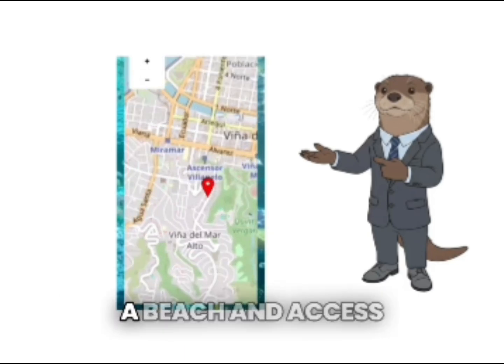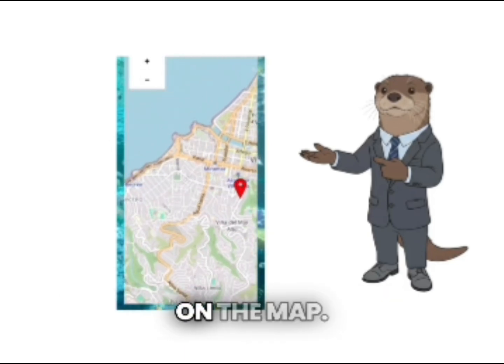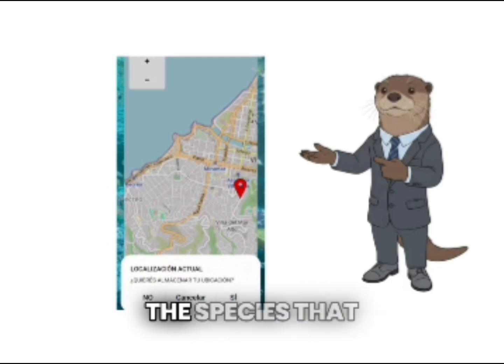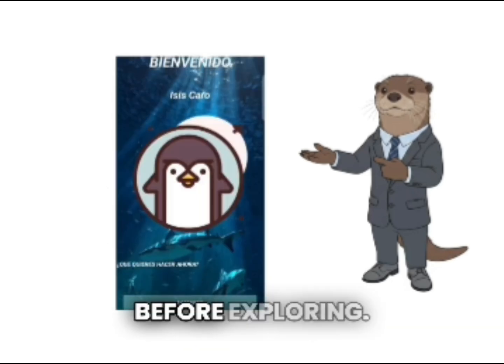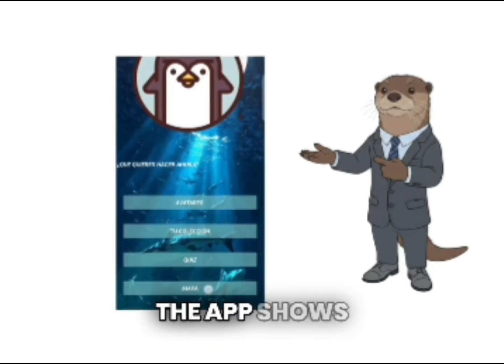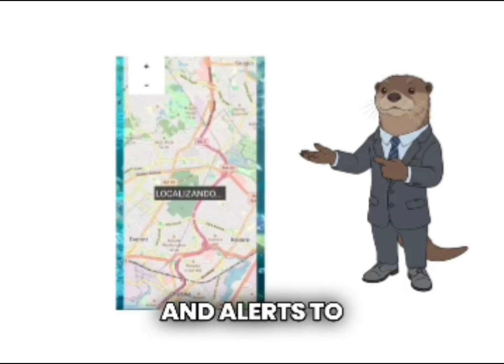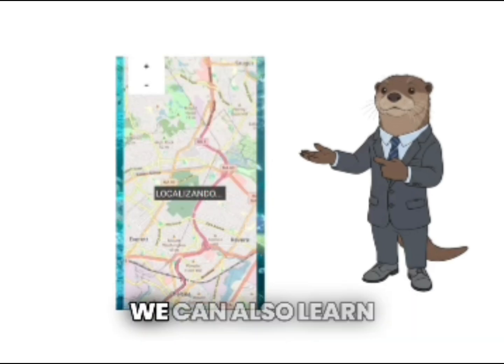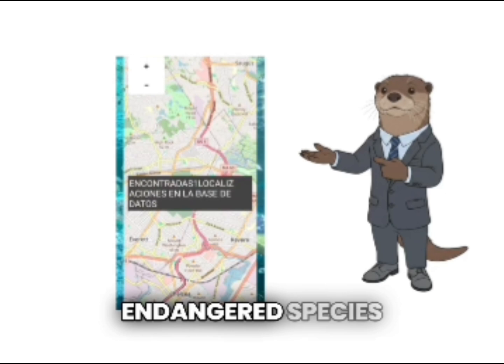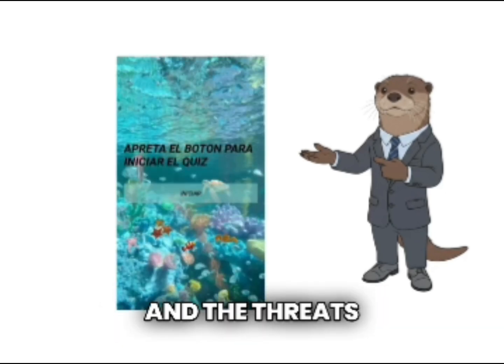First, we select a beach and access the latest information on the map. We can identify sensitive areas and learn about the species that live there. Before exploring, the app shows recommendations and alerts to encourage responsible behavior. We can also learn about endangered species and the threats they face.